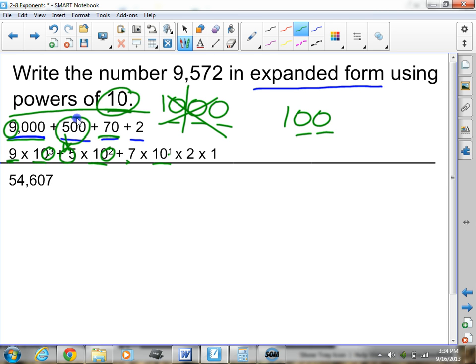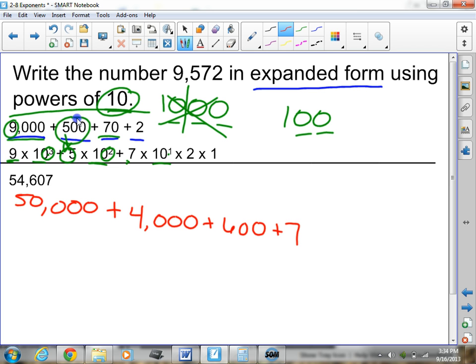So let's just give this a try and see how well we do. I have 54,607. First step is to simply write it in expanded form. We have done this before. So 50,000 plus 4,000 plus 600 plus 7. Now I need to break it down further and turn it into powers of 10.